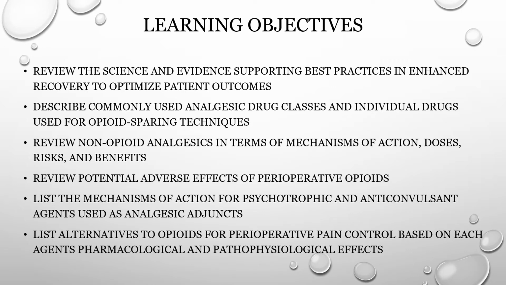Review potential adverse effects of perioperative opioids. List the mechanism of action for psychotropic and anticonvulsant agents used as analgesic adjuncts. And finally, list alternatives to opioids for perioperative pain control based on each agent's pharmacological and pathophysiological effects.